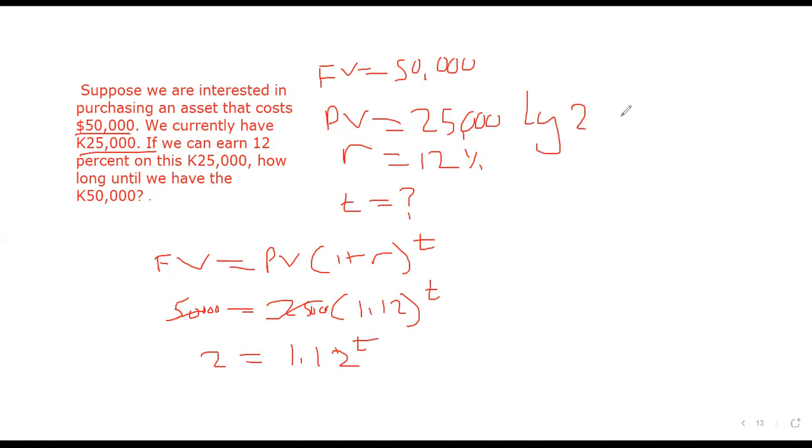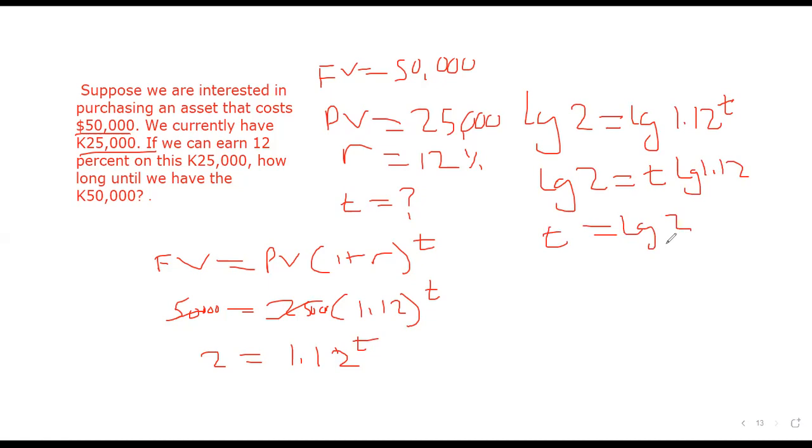Logs. So log of 1.12 to the power time. The log will cause the t to drop, making our t equal to log 2 over log 1.12. And in this case, we can calculate the time. So log 2 divided by log 1.12, we're going to get 6.11 years.